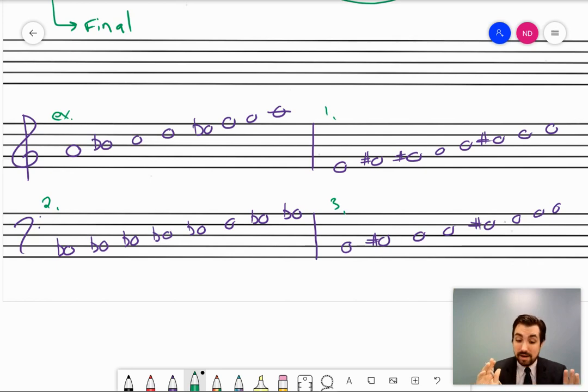So again, just like with writing them, I suggest that you do the final first. This mode in the example here starts on A. So that means it is A something. We'll figure out the something in a second. Likewise, number 1 is E something. Number 2 is A flat something. Number 3 is B something. Do the final first before you even start thinking about the key signature.